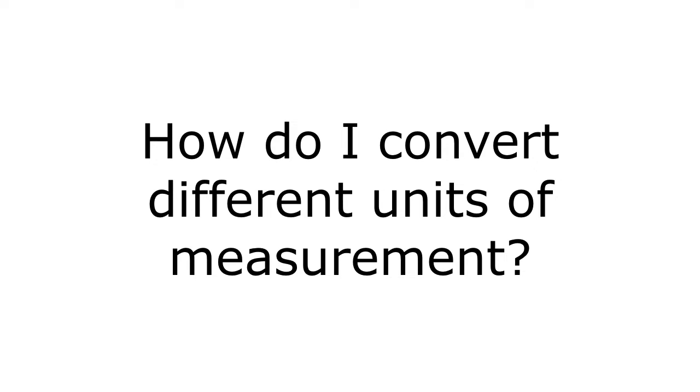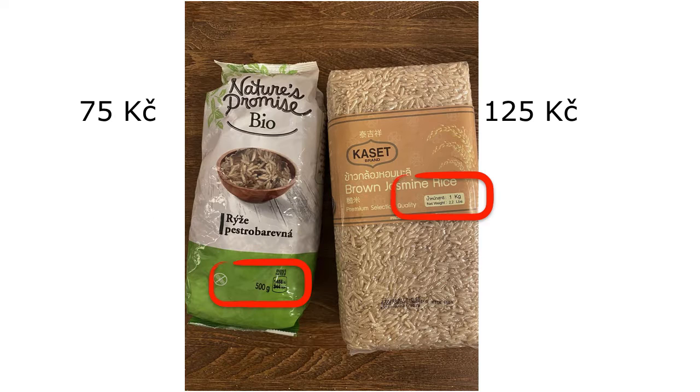Hi, grade 4. Yesterday, we started talking about how will I know if I'm getting the better buy on something? How will I know if I'm getting the best value? In this example, we have 500 grams of rice for 75 crowns and a kilogram of rice for 125 crowns. How can I figure out which one is the better buy?